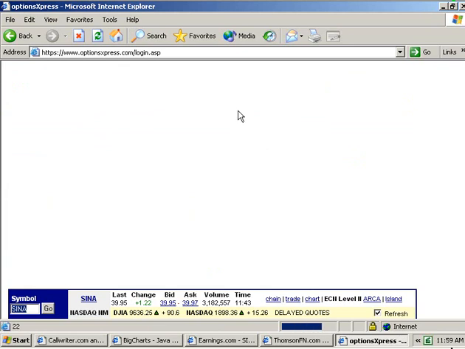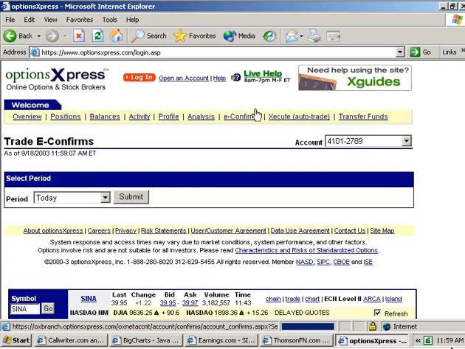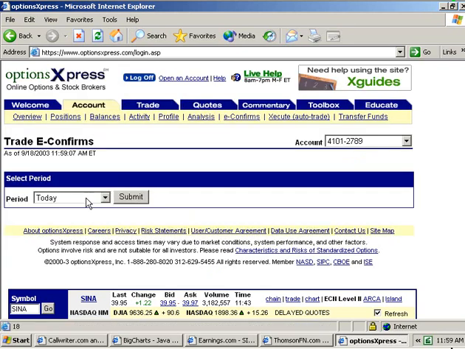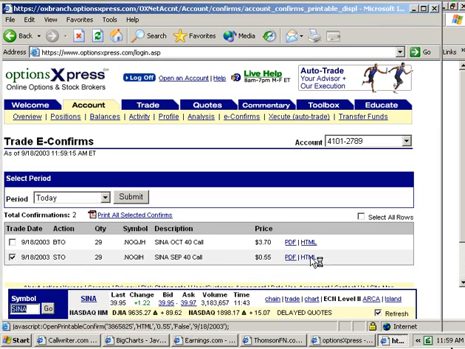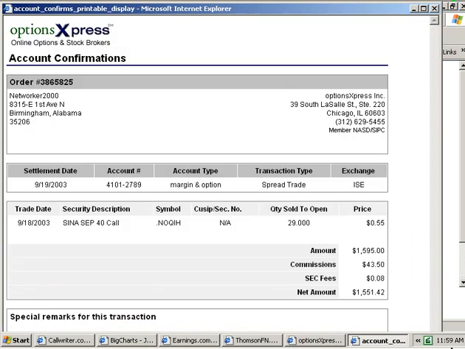Okay, once we go to e-confirm, basically we need to put in period today. And we're gonna submit today. And we do see where we bought the long term on top, which is 370, and sold the short term on the bottom. So we want to put a check mark in the short term, and we want to click on the HTML. And definitely it's showing you how much money just came into the account.